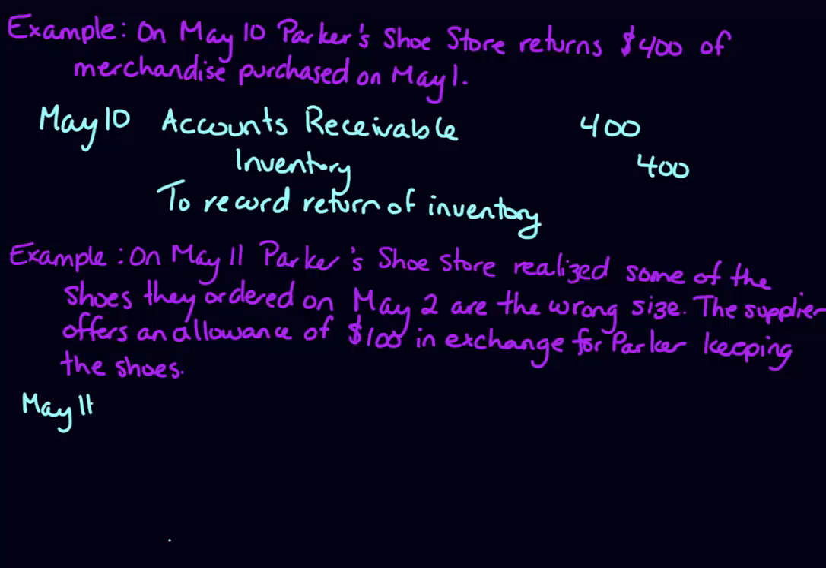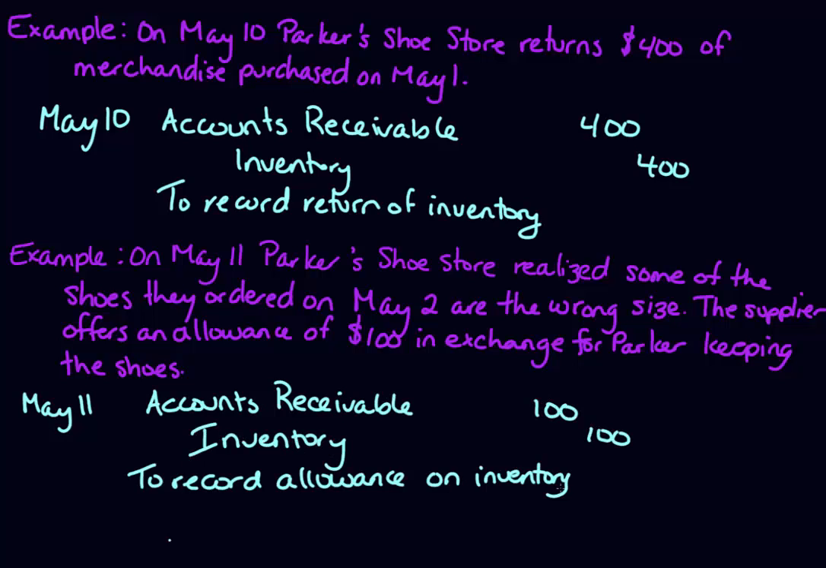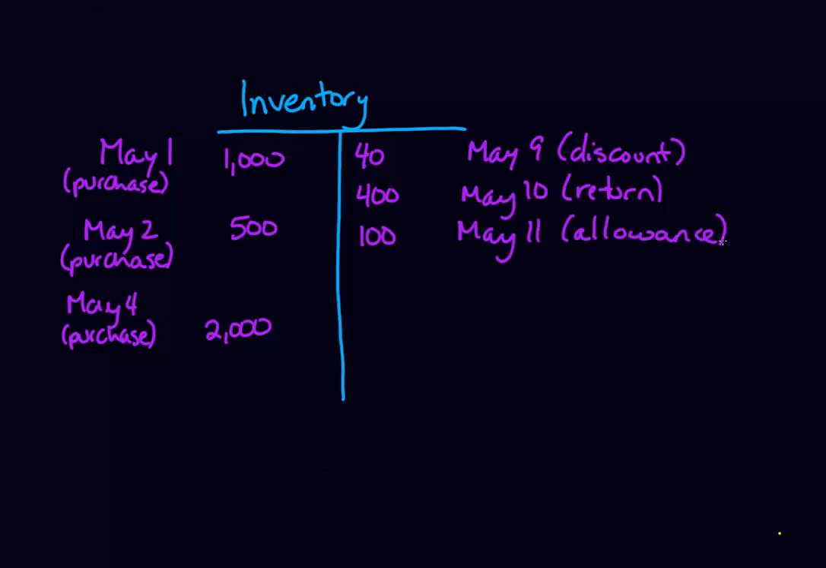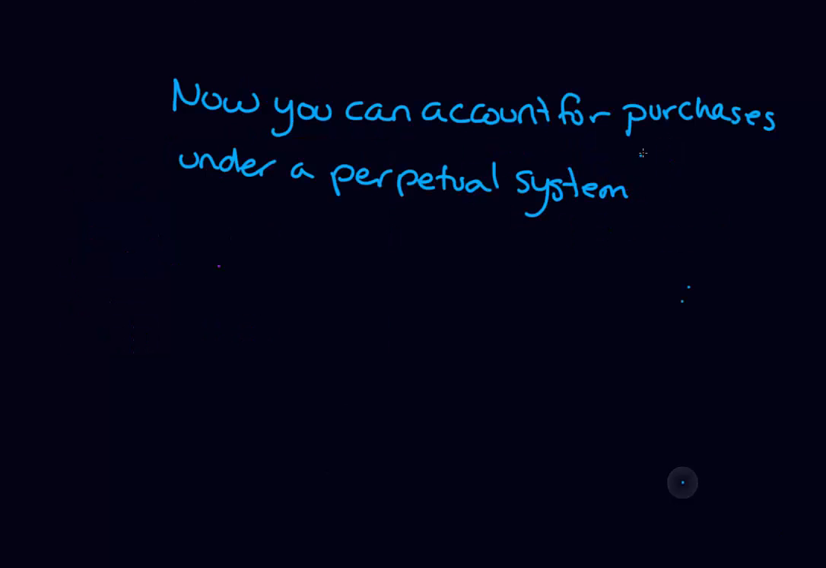Again, we've already paid for this merchandise, so the supplier now owes us $100. So we're going to use our accounts receivable account. And our credit is to inventory. And we can update our T account. So that's how you deal with purchases, discounts, return, and allowances under a perpetual system.